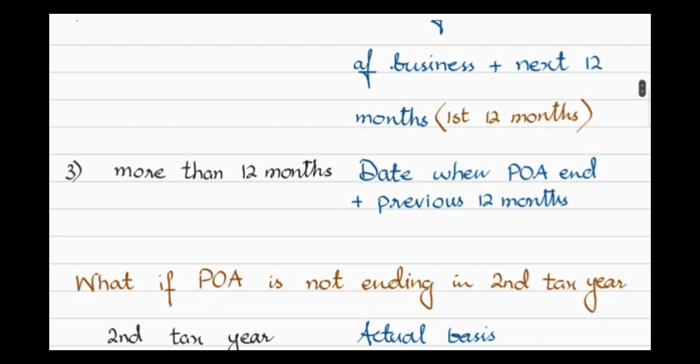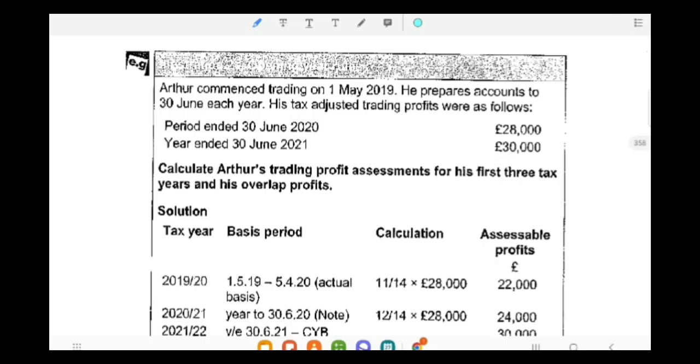Now the third thing is, we have to consider if a period of account is more than 12 months. Then we need to consider the date when the period of account ends and add the previous 12 months, right? So this is an example. Arthur commenced trading on 1st May 19. He prepares accounts to 30th June each year. His tax adjusted trading profits were as follows. Period ended 30th June 2020, 28,000, and then 30th June 21, 30,000.